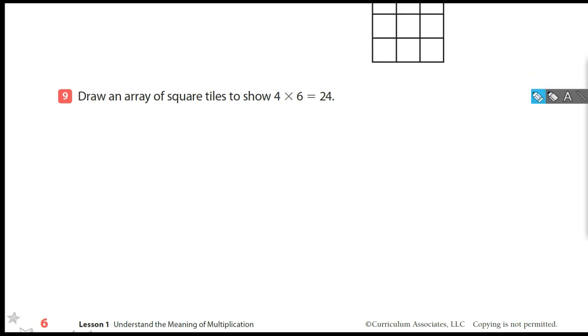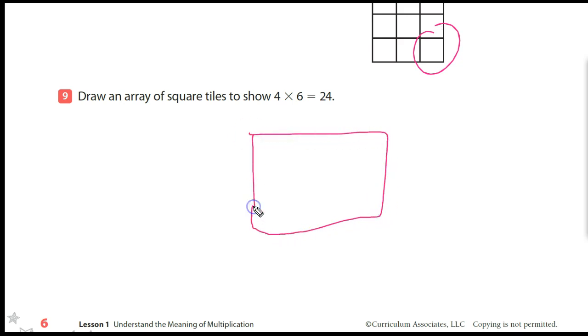This is what you should have. Okay, it says draw an array of squares. So I need obviously squares like that. Okay, I like to start with a rectangle first. Okay. And how many rows do I need again? 4. Easiest way to make 4, I'm just going to draw 3 lines. 1, 2, 3. And I just made 4 rows.